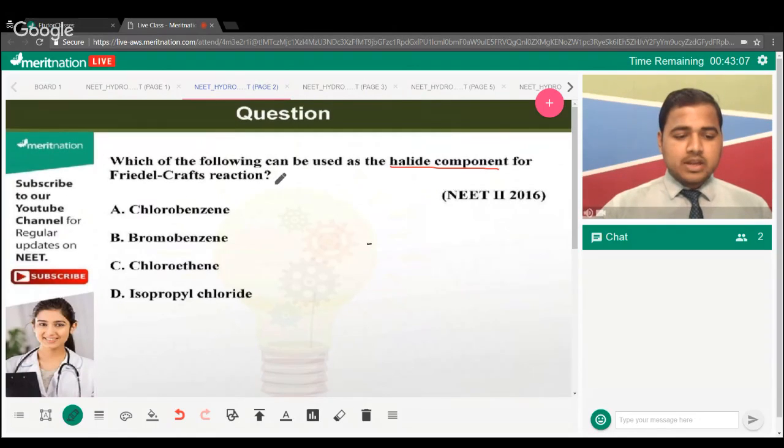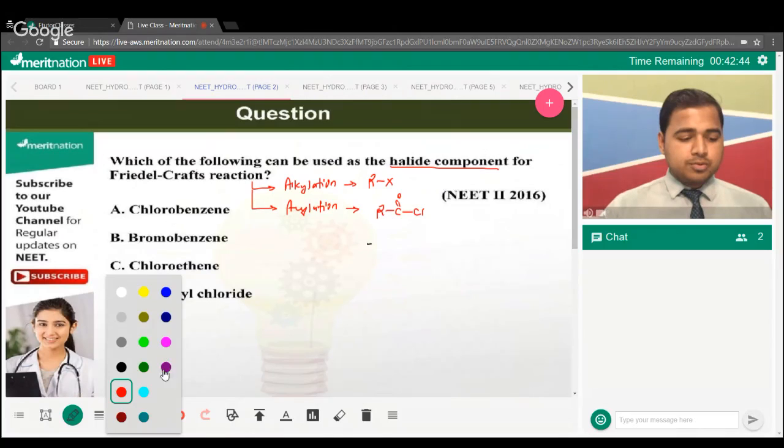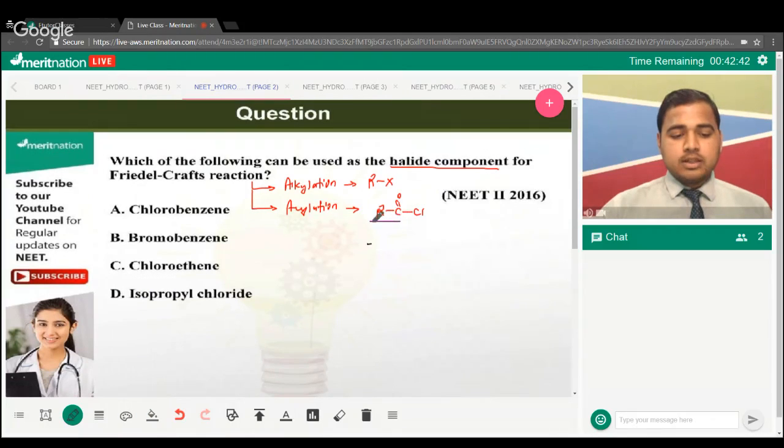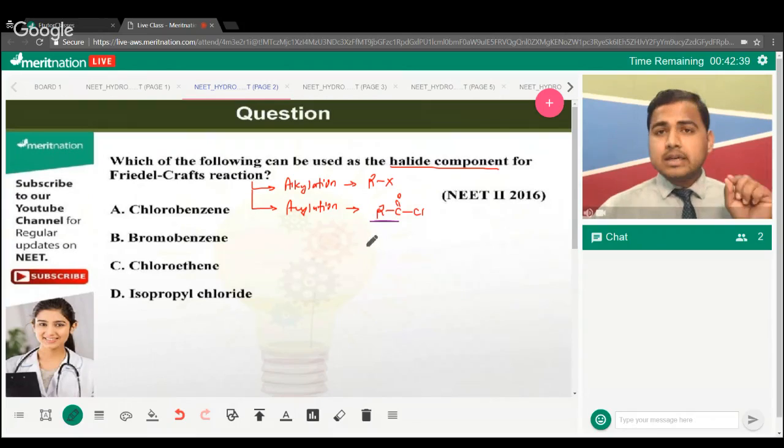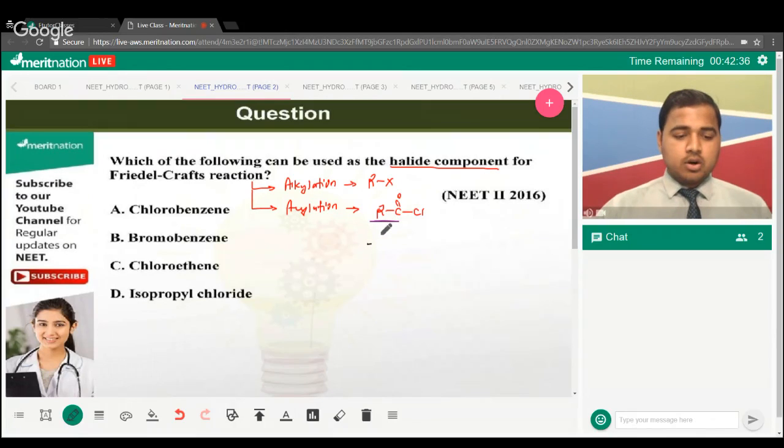So there are two types of reactions: Friedel-Crafts alkylation and Friedel-Crafts acylation. In the alkylation, it can be RX. And in the acylation, it can be RC double bond O, and this should be Cl. So this group must be there. This is the acyl group. If I have mentioned CH3 here, this will be the acyl group. So this question can be from the alkyl or from the acyl.